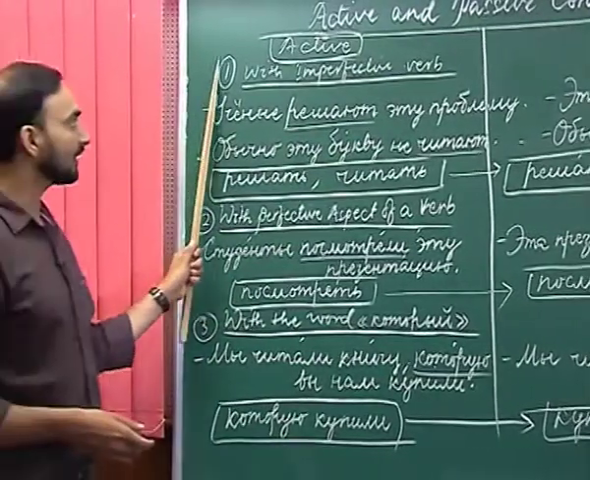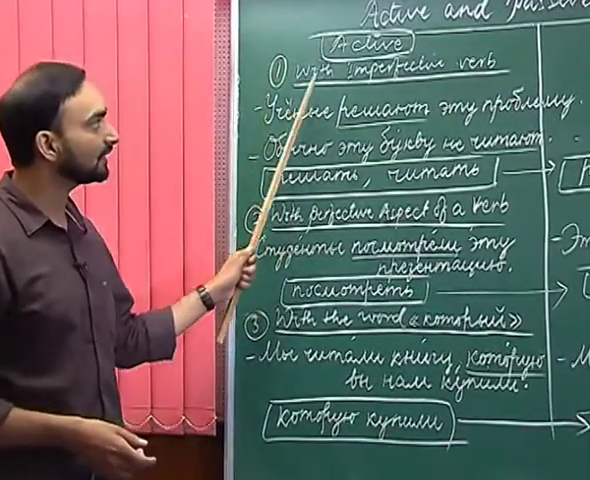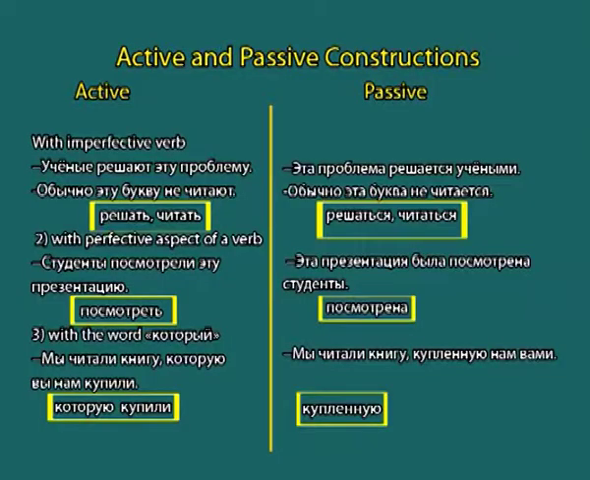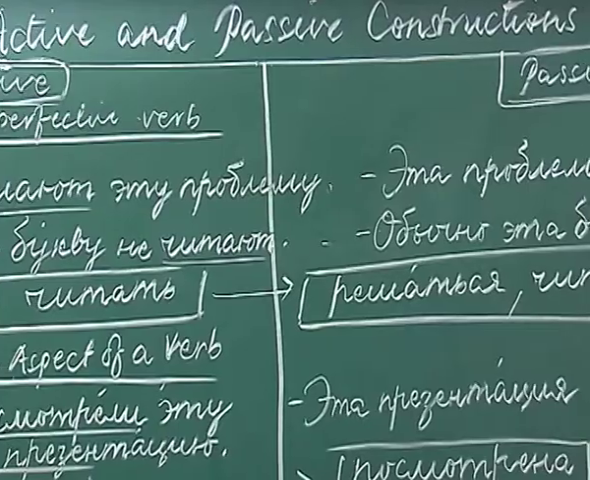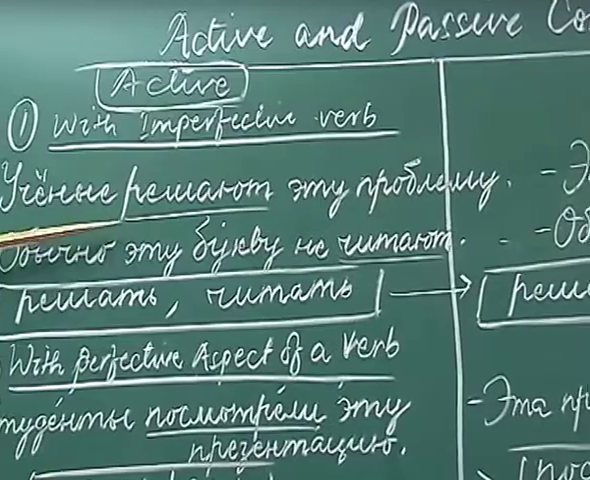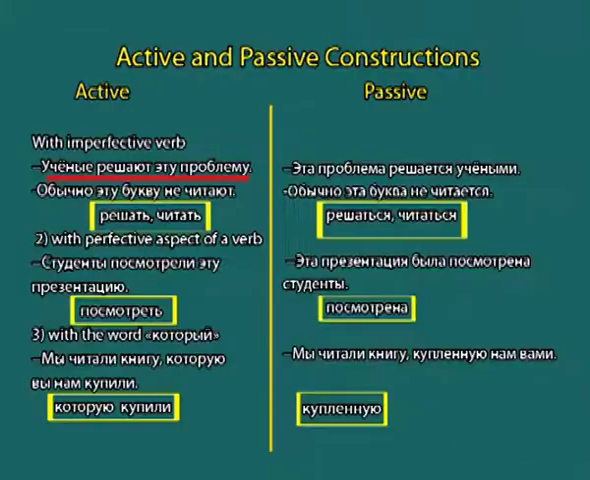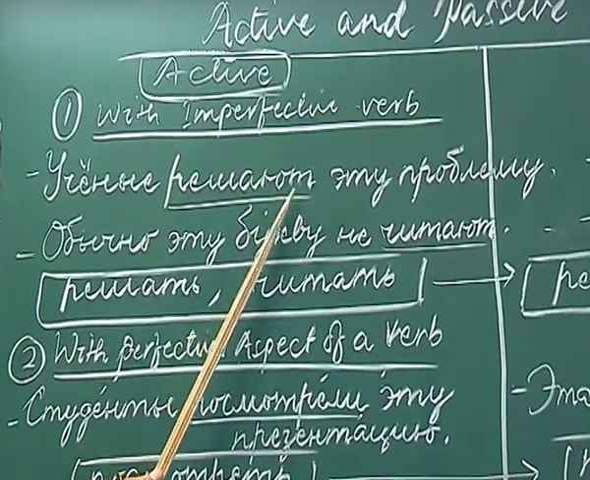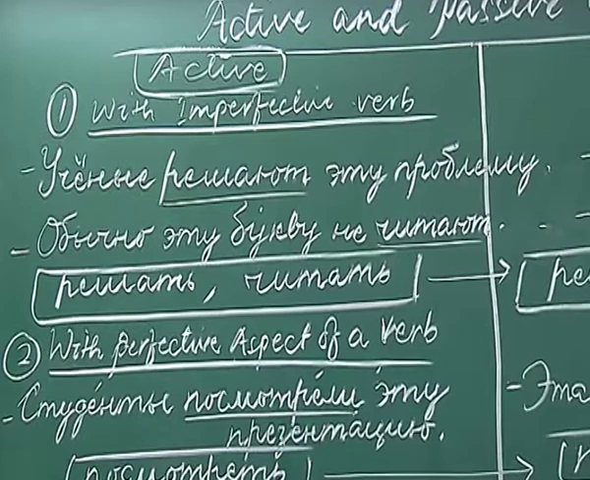So, the first active construction is with the imperfective aspect of verb. So, if you come across an active construction with the imperfective aspect of verb, how do you change the construction into passive? So, for that let us look at the first example. Uchyoniya rishayut etu problem. The scientists, they solve this problem.